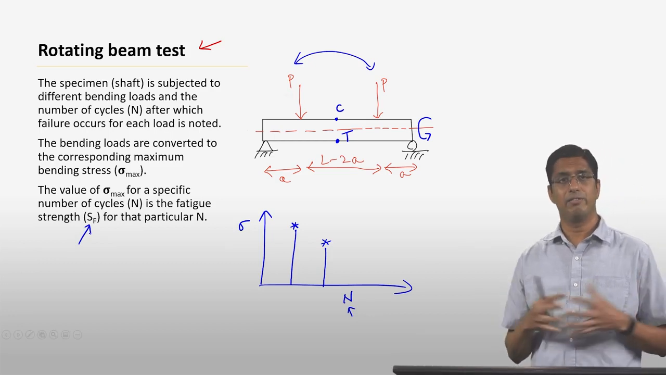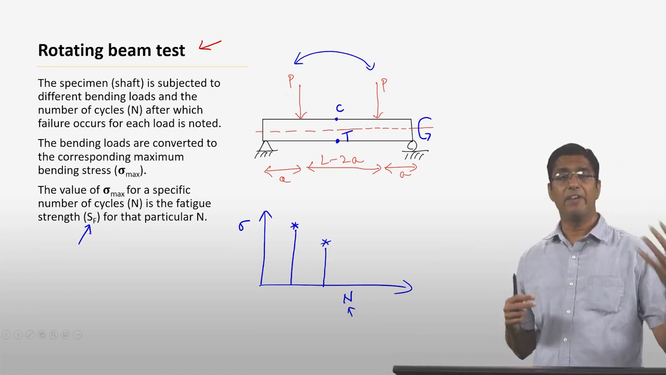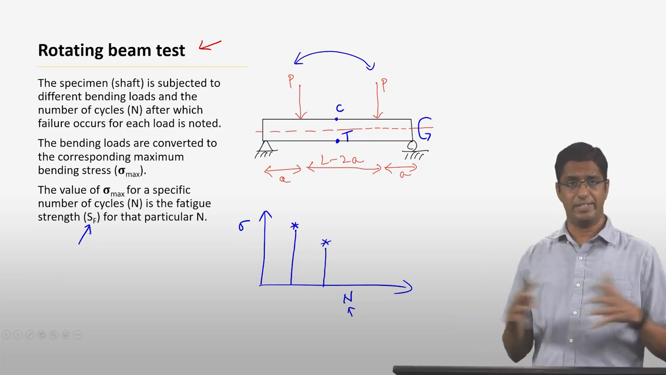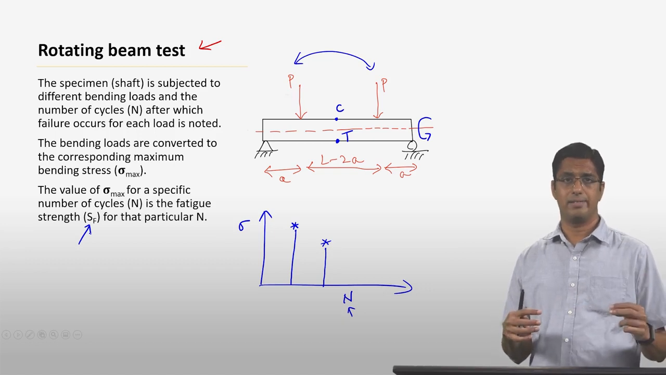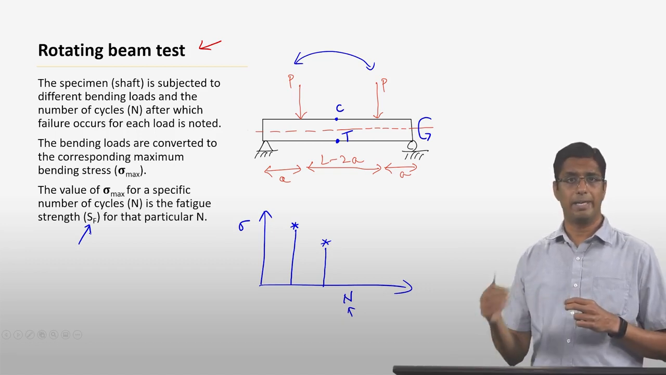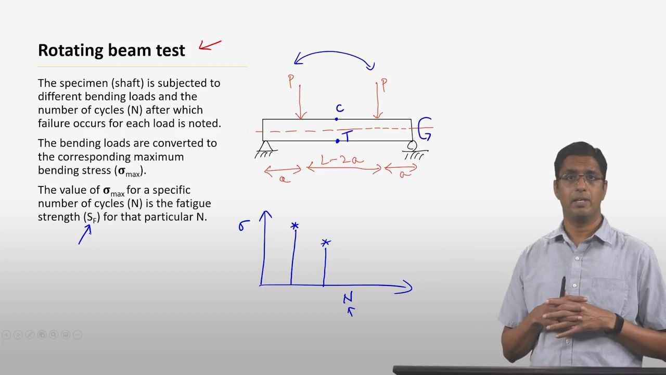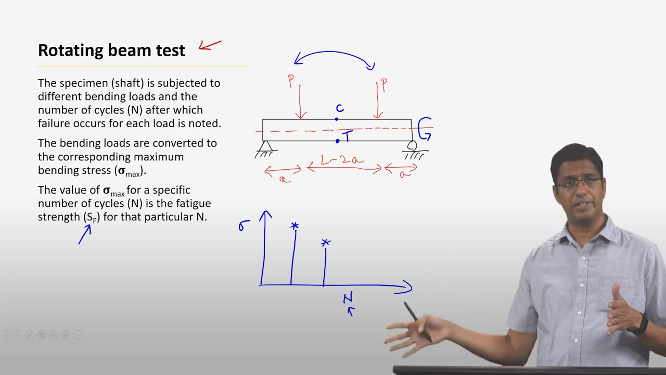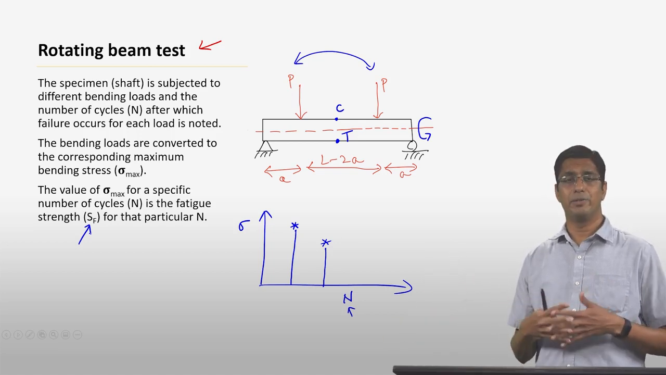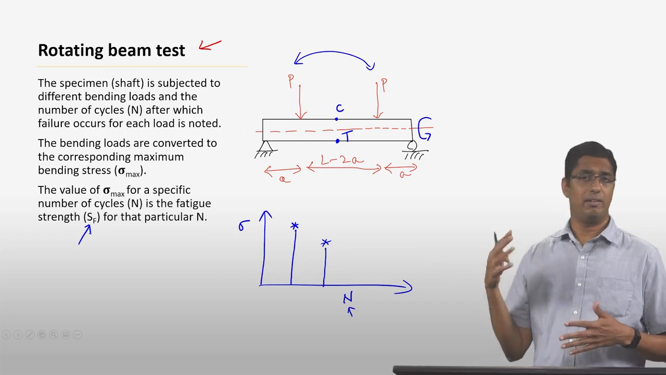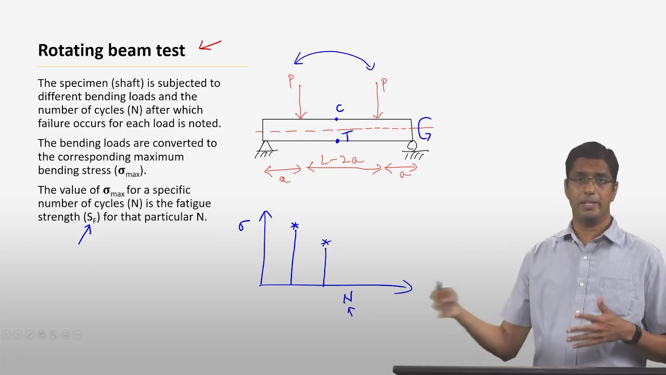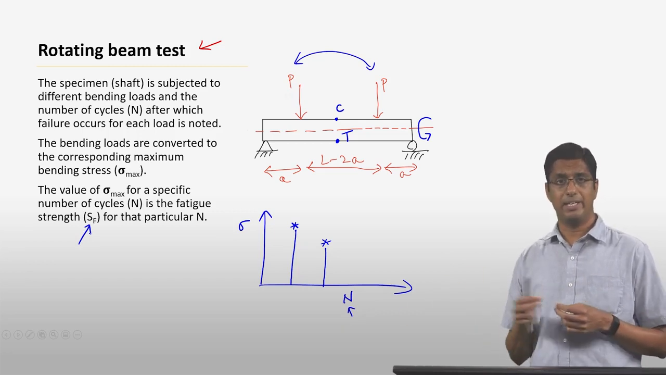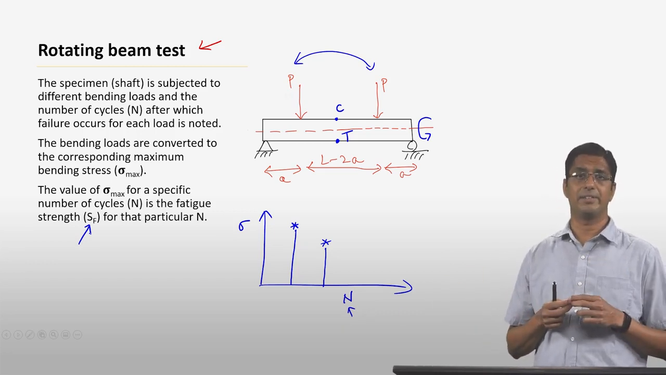Okay, so you can think of the fatigue strength as this: if I want to fail the shaft in, say, 50,000 cycles, what is the stress that I have to apply to make it fail in 50,000 cycles? That is the fatigue strength corresponding to 50,000 cycles. Now, if I want to make this shaft fail not in 50,000 cycles but in 200,000 cycles, then the stress that you have to apply for that particular number of cycles is the fatigue strength.